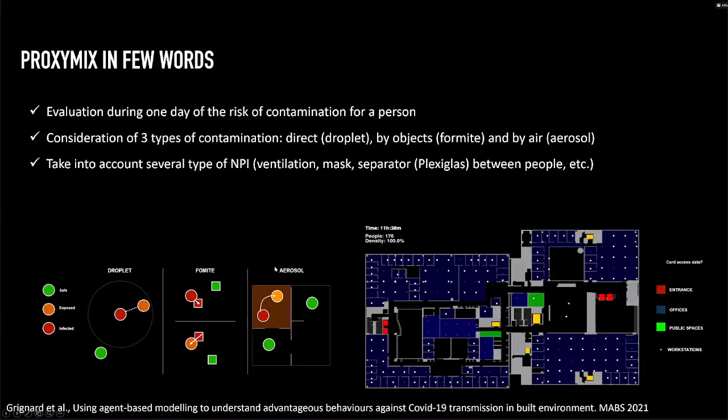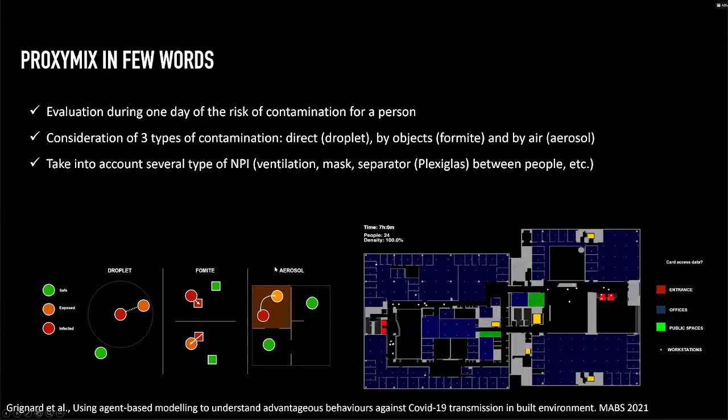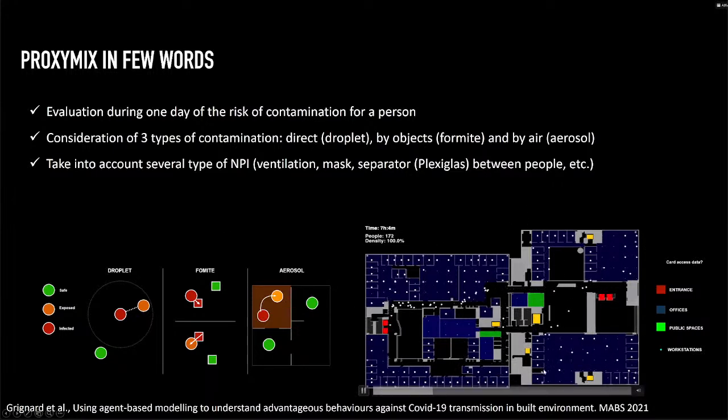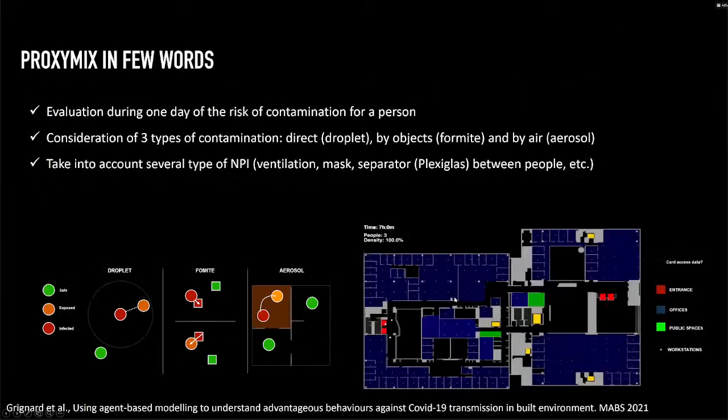Something that is interesting with this model is that it allows us to take into account several types of NPI, such as ventilation in the room, mask separators between people, user sanitation, physical distancing, and so on. If you are interested, you have the reference, so don't hesitate. Something I didn't say: here you have the version of the model, so you can see people coming inside the building doing their activity. They have an agenda, and afterwards they can go back home.